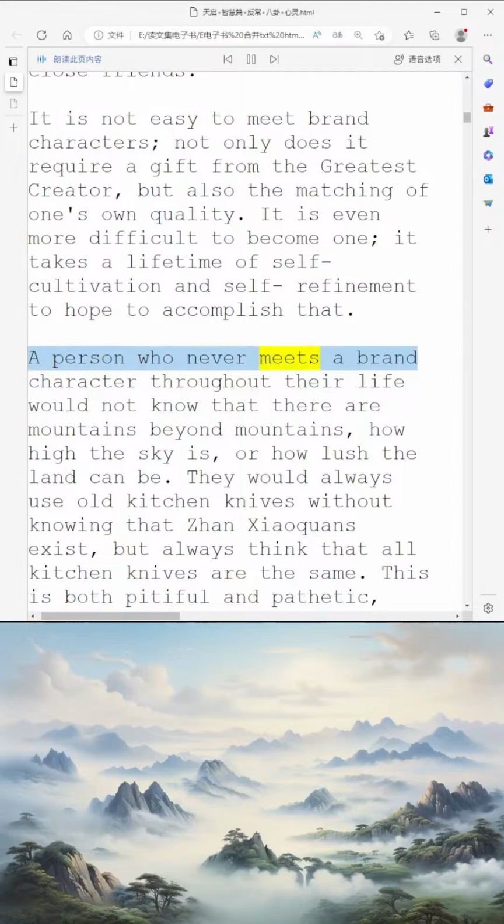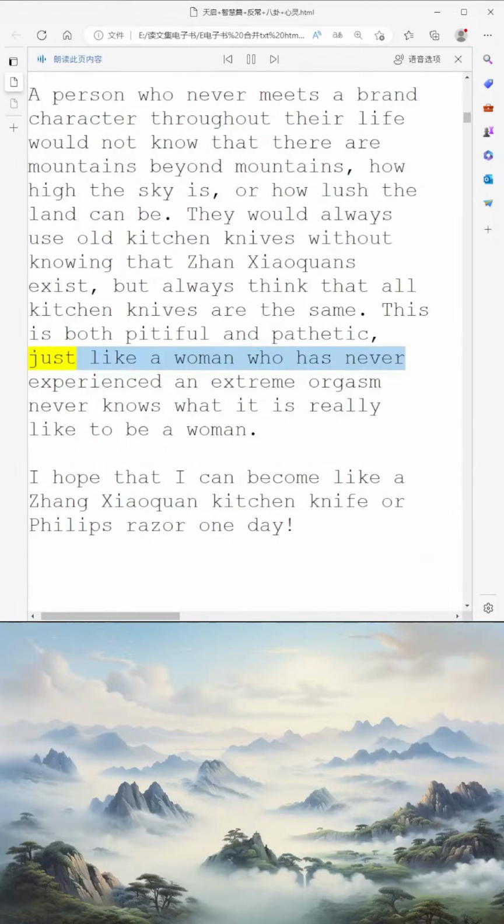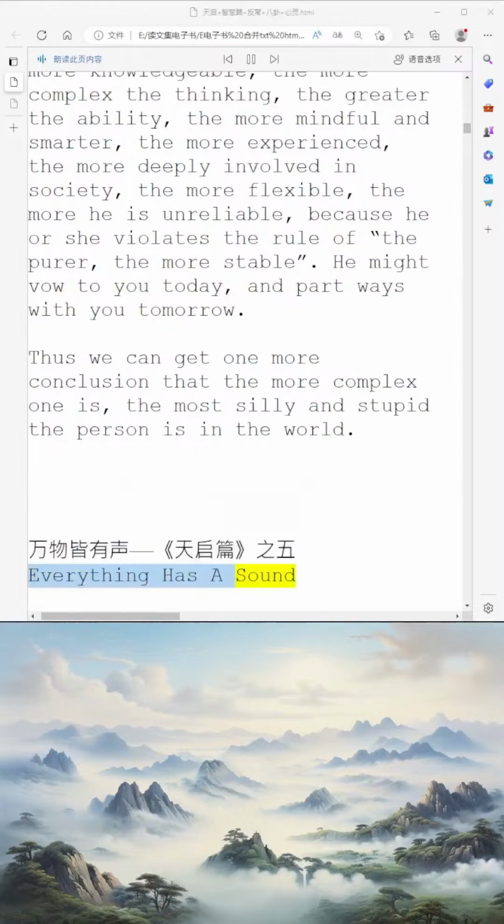A person who never meets a brand character throughout their life would not know that there are mountains beyond mountains, how high the sky is, or how lush the land can be. They would always use old kitchen knives without knowing that Zhang Shaoquans exist, but always think that all kitchen knives are the same. This is both pitiful and pathetic, just like a woman who has never experienced an extreme orgasm never knows what it is really like to be a woman. I hope that I can become like a Zhang Shaoquan kitchen knife or Philips razor one day. Everything has a sound.